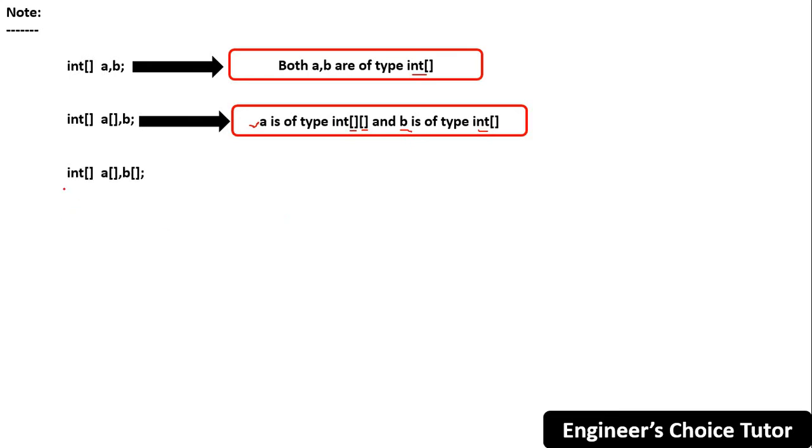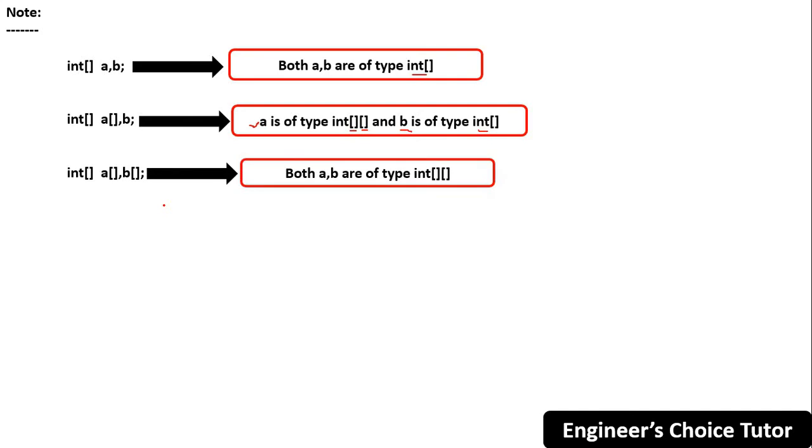Next, int[] a[], b[]. What does this mean? It means both a and b are of what type? Int with two square brackets. It means two-dimensional int array. Both are two-dimensional int arrays.